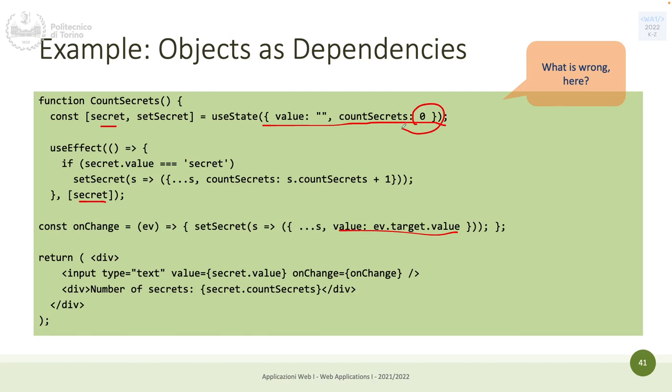So if you type hello, in the value we'll get hello, and in that moment the useEffect is triggered and checks that hello is equal to secret, and since it's not equal, nothing happens. Otherwise, if the string that we type is secret, we also change the number. And so we get count secret 1, 2, 3, etc. So logically, everything works. Right? But there is something that is not working. If you copy and paste this in a React application, this is not working as expected. This is working too much.